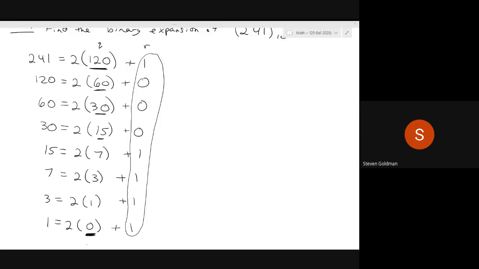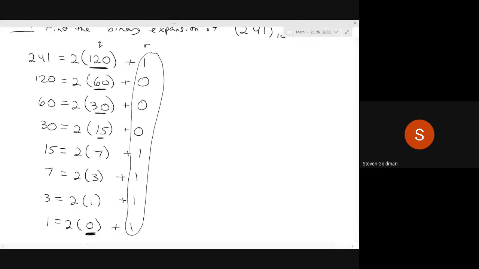Okay. All right, so let's do another example of this where we go from base 10 to hexadecimal.